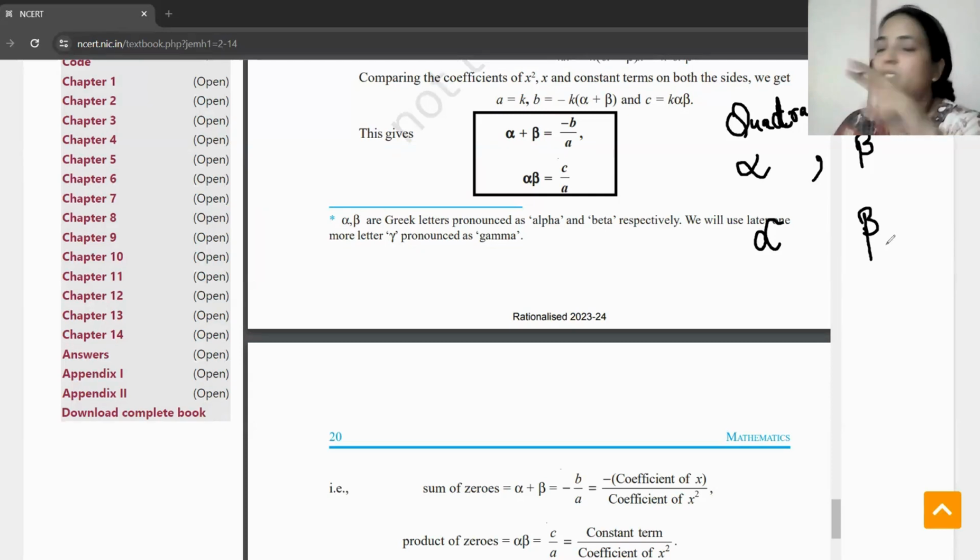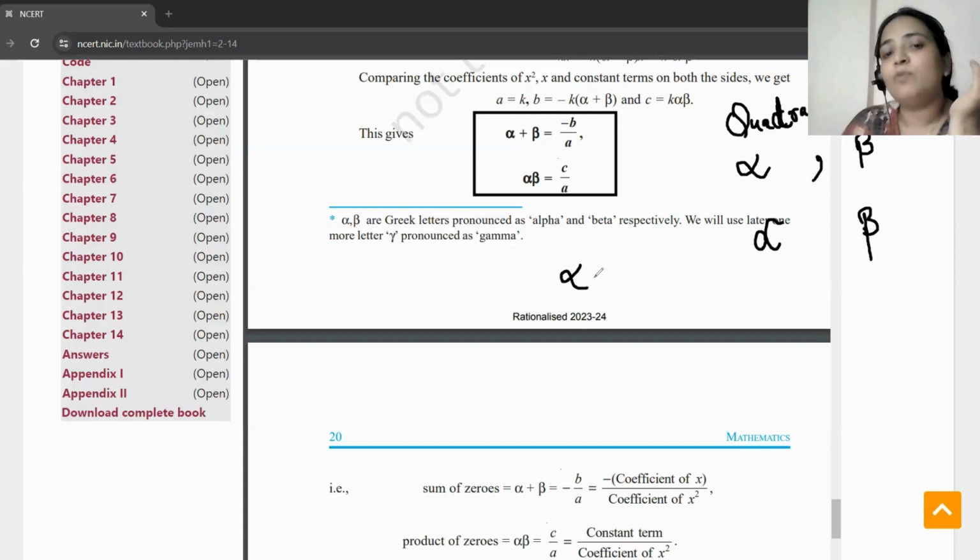Zeros, roots, value, solution. They all mean the same. Find the zero of a polynomial, find the value, find the solution, or find the roots of the polynomial. They all mean you're finding it equals to 0, like we have done, p of x equals to 0 you're solving. Understood or not? So alpha and beta, the two zeros of a quadratic equation, are in general known as alpha and beta. Is this clear to everyone?